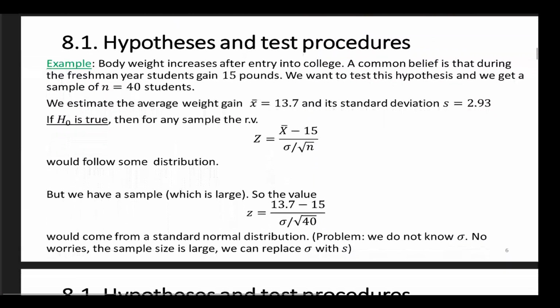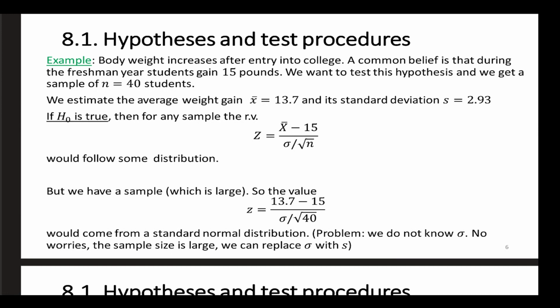All right, it's another example here. Let's see, body weight increases after entry into college. A common belief is that during the freshman year, students gain 15 pounds. We want to test this hypothesis, and we get a sample of 40 students. So we collect data from 40 students. We estimate the average weight gain, and it's 13.7 pounds, and the standard deviation is 2.93. So the sample standard deviation.